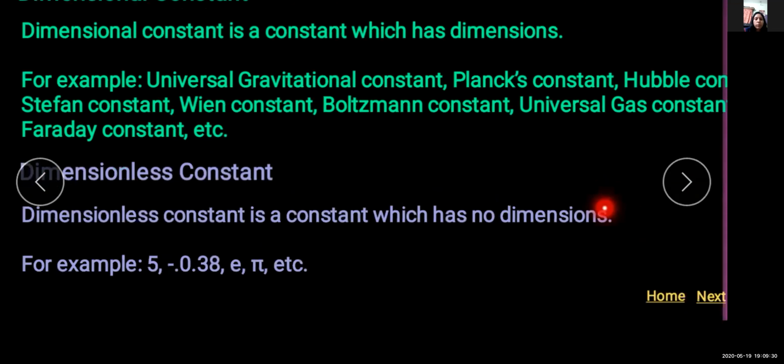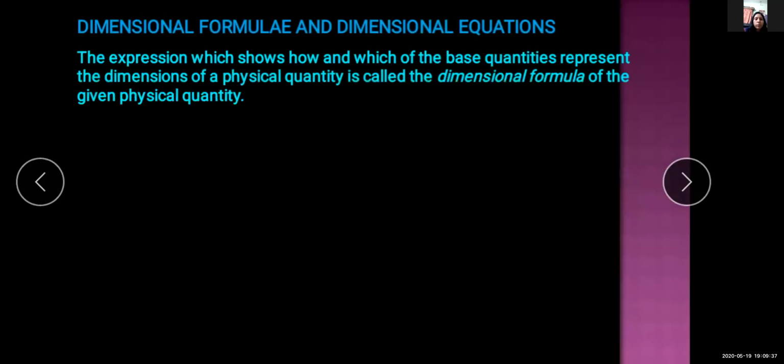So how to write a dimensional formula and a dimensional equation? Let's take some examples. The expression which shows how and which of the base quantities represent the dimensions of a physical quantity is called the dimensional formula of the given physical quantity.